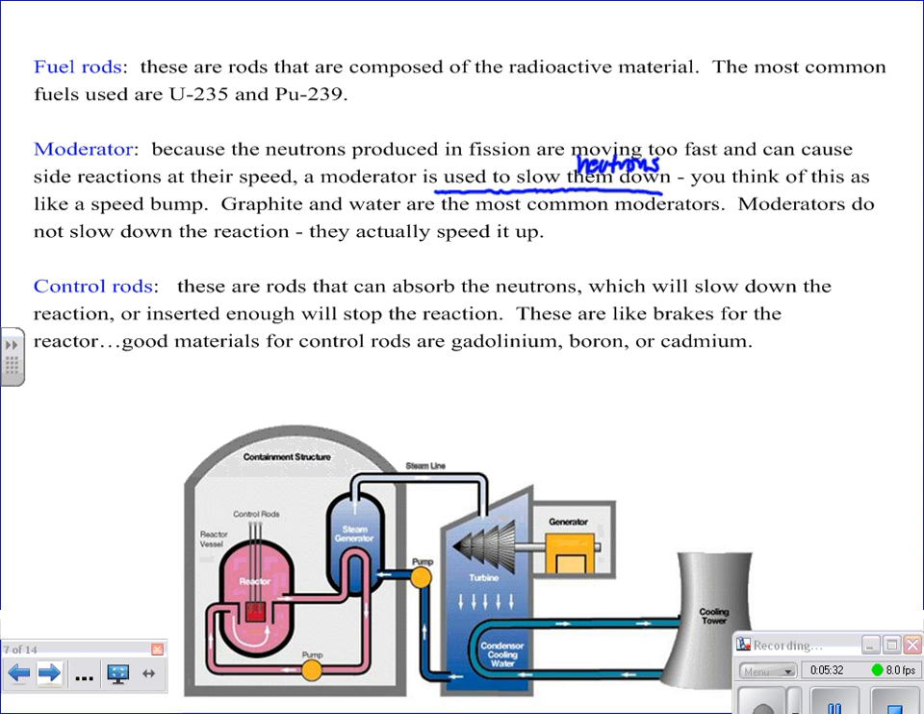And by doing so, it actually speeds the reaction up. So what this does, it slows down the neutrons, and it makes this reaction actually occur quicker by having a moderator in there. The control rods are used to absorb the neutrons, and by absorbing the neutrons, that slows down the reaction. That's different than your moderator. And it's kind of like putting brakes on the reactor.